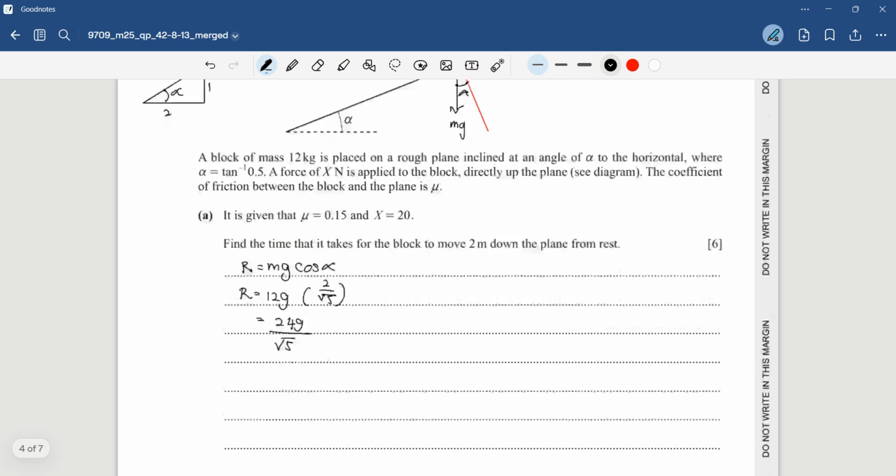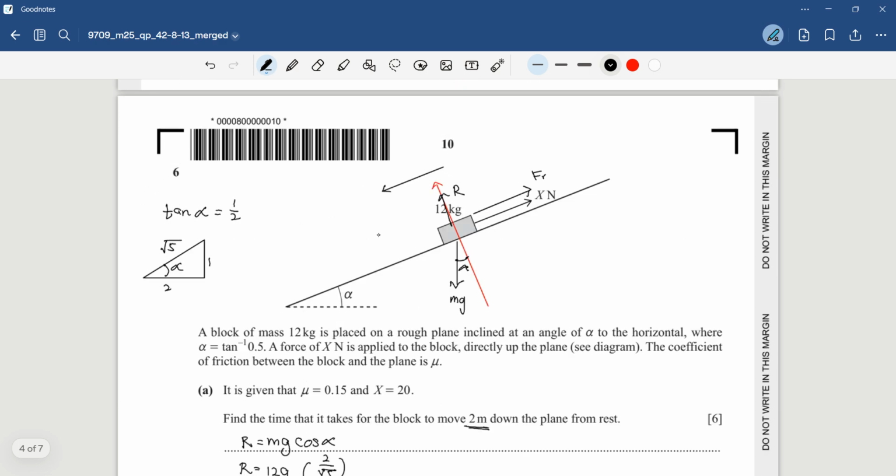Okay, and then since it moves 2 meters down, it means your x direction is not in equilibrium. Therefore, there is an acceleration. So we find the acceleration first. We can use Newton's second law, which is F equals ma. So the net force here is equal to this.